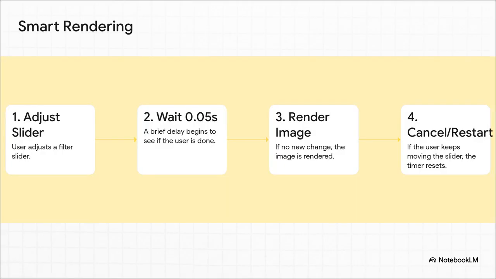Here is another really clever optimization. It's a technique called debouncing. Think about it. When you drag a slider, you don't want the app re-rendering the image 100 times a second. That would just grind everything to a halt. Instead, the app waits for a tiny fraction of a second, just 50 milliseconds, after you stop moving. If you move the slider again, the timer just resets. This stops the app from doing a ton of unnecessary work and keeps the UI feeling perfectly smooth.